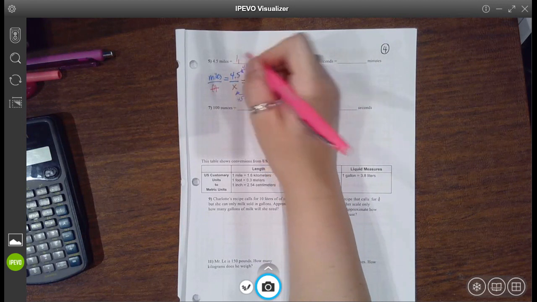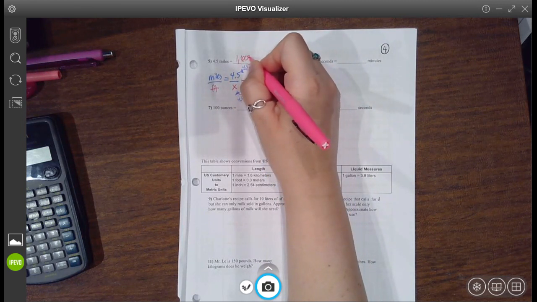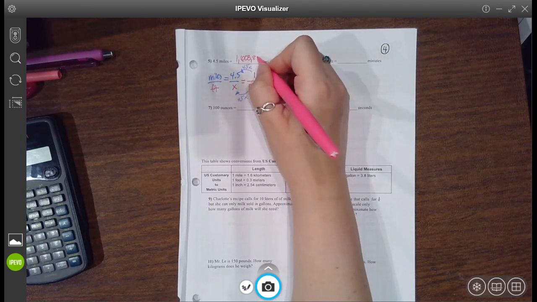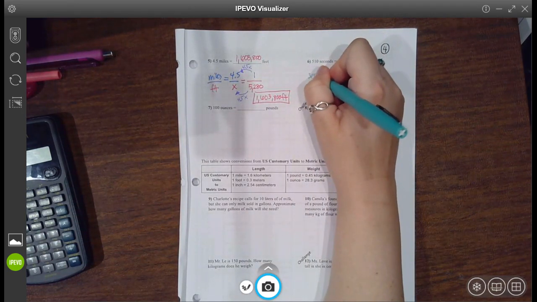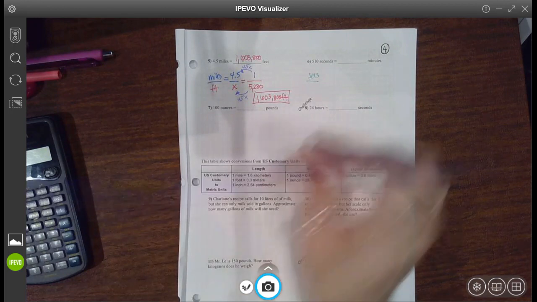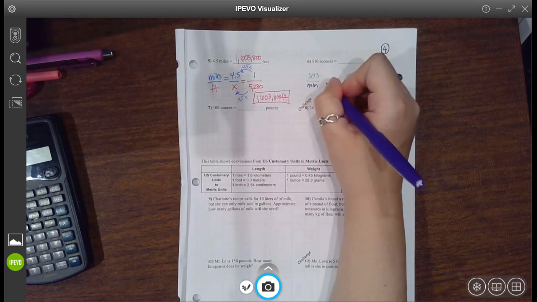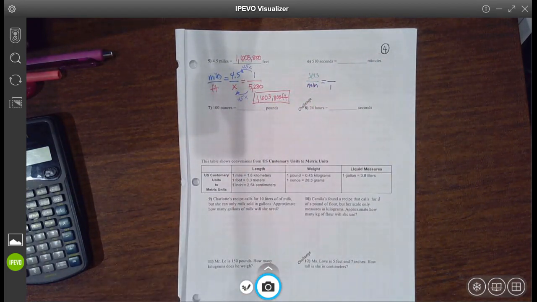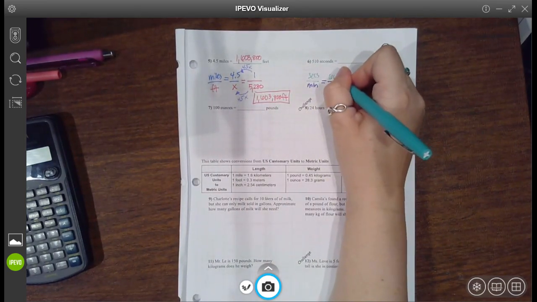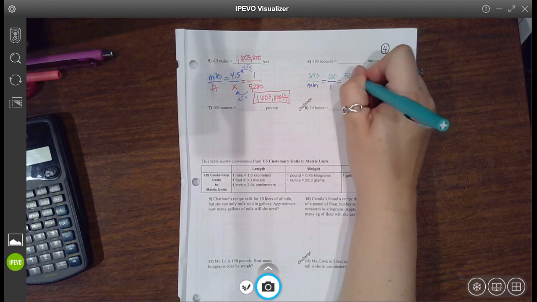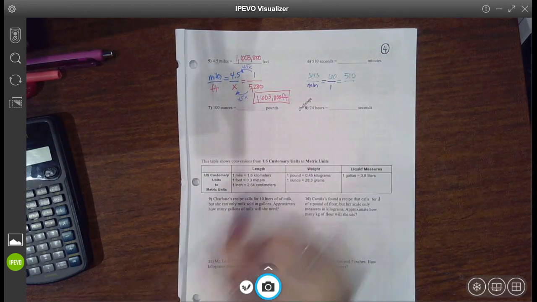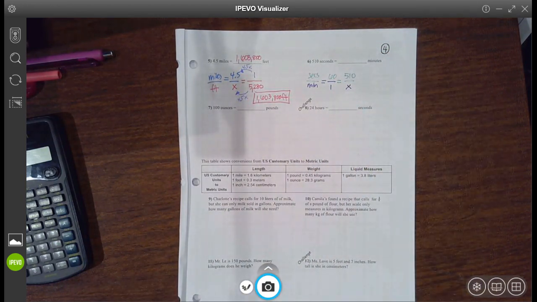See how doing the proportion kind of takes out all the guesswork? Because I don't know about you, but I wouldn't have been able to figure that out otherwise. It's a random number. Okay. Our next one wants us to go from seconds to minutes. Well, we know that 1 minute is equal to 60 seconds. They're asking us if you have 510 seconds, how many minutes is that?